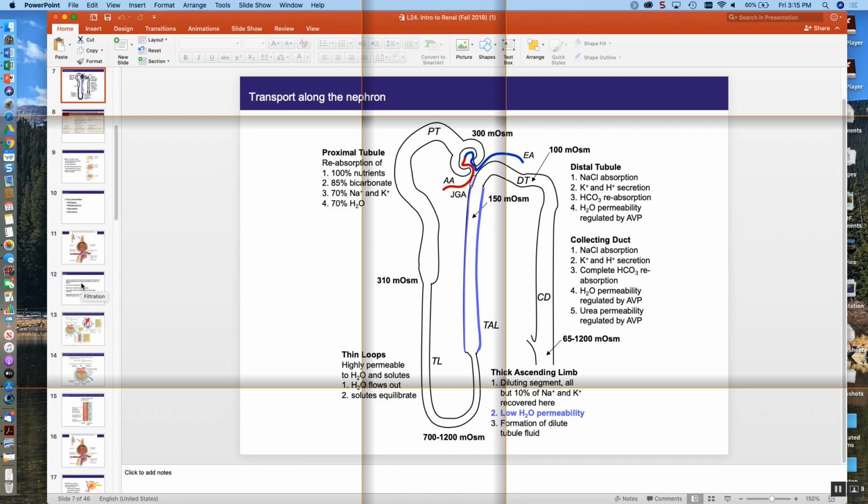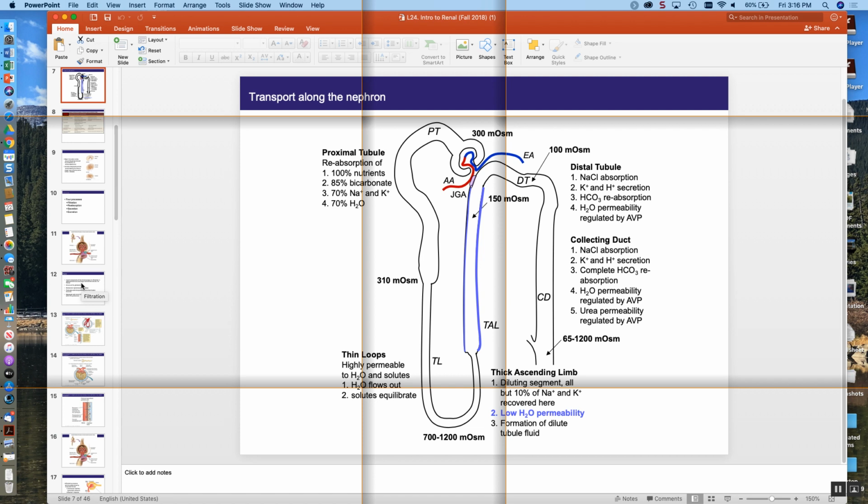This whole blue area here is called the diluting segment. And why is that? Because water is actively being pulled out. I'm sorry, not water. Salts. Sorry, salts are being actively pulled out by the sodium potassium 2-chloride cotransporter. So you're pulling salts out. It actually pulls more salt out in the beginning than it does at the top. So you're starting to really establish that osmotic gradient within this entire region.